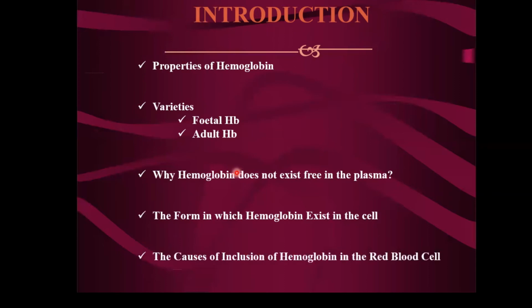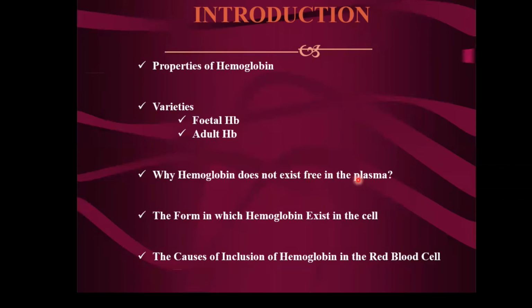If we talk about the causes of inclusion of hemoglobin in the red blood cells, we can say that though hemoglobin is a protein with a very high molecular weight, that is, globin's molecular weight is around 68,000, yet it passes through the endothelial lining of the blood vascular system. So hemoglobinuria is the condition when free hemoglobin is excreted through the urine. If hemoglobin is free in the plasma, then it is excreted through the urine. That's the reason hemoglobin does not exist free in the plasma.